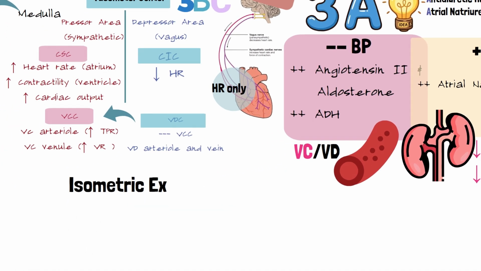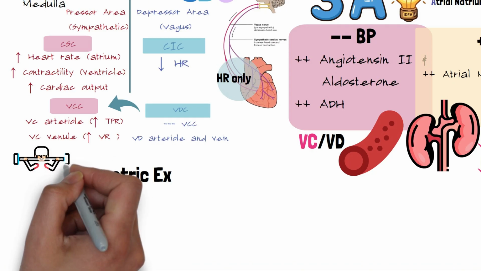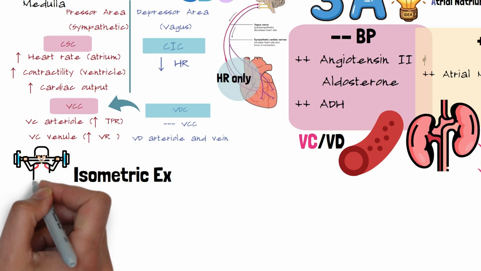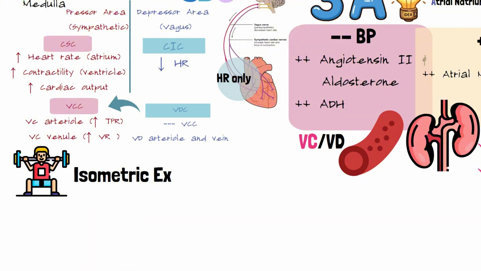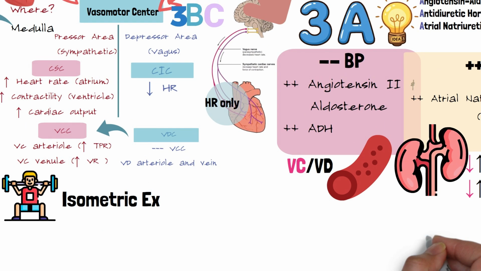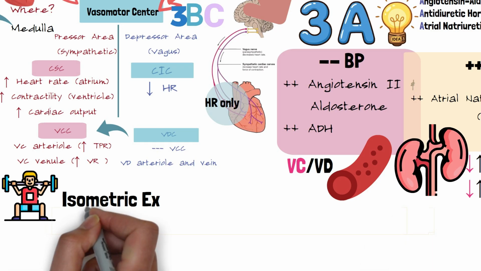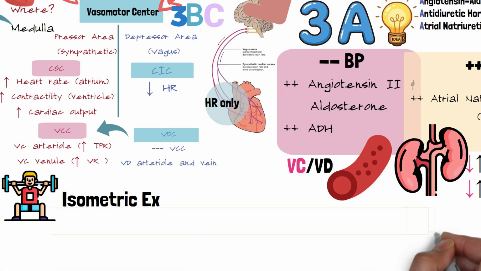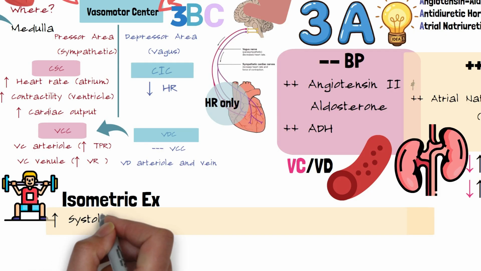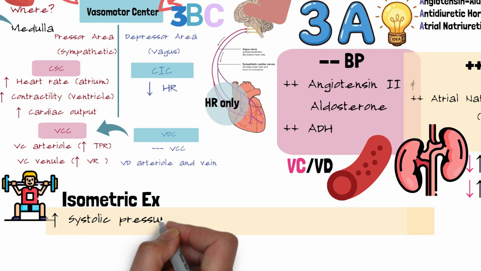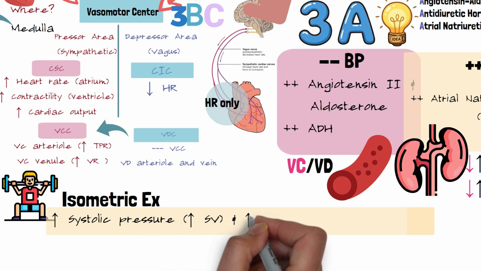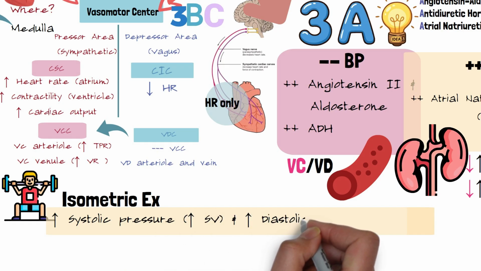So now, after we finished the regulation of blood pressure, let's talk about exercise. Here we have two types of exercise: the isometric, which is the static exercise, like weight lifting. In this condition, both systolic and diastolic pressures increase. The systolic increases due to increased stroke volume. The diastolic increases due to sustained contraction that compresses the vessels, increasing the peripheral resistance.